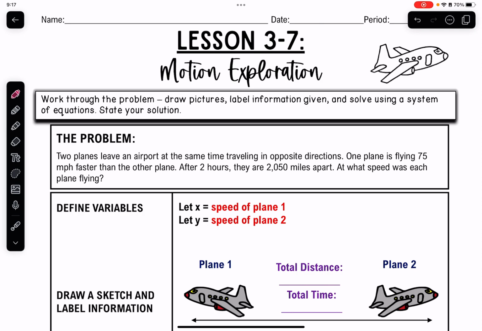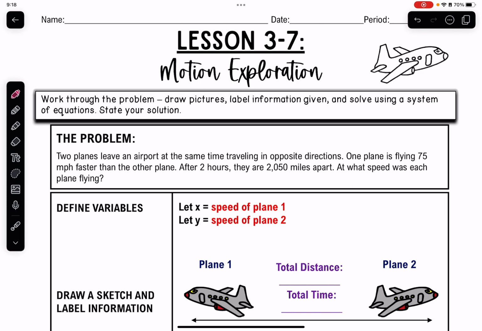This is your problem. I feel like we've done something like this before, where we're in a vehicle, or in this case, we're two planes leaving an airport at the same time, traveling in opposite directions. You may have heard this with the train problem, where two trains leave at the same time, go in opposite directions. So there are always different variations of this style of problem. So we want to talk about how we describe this motion, how we set up these equations, and how we find the speed of each plane.